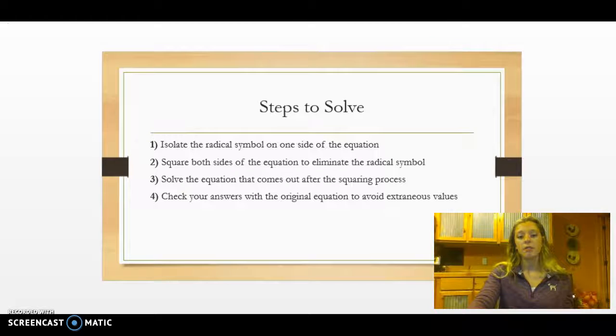The steps to solve a radical equation are number 1, to isolate the radical symbol on one side of the equation. That means anything inside the radical should be on one side of the equal sign and everything outside of it should be on the other. Number 2 is to square both sides of the equation to eliminate the radical symbol. Number 3 is to solve the equation that comes out after the squaring process, or the cubing process, and to check your answers with the original equation to avoid extraneous values.